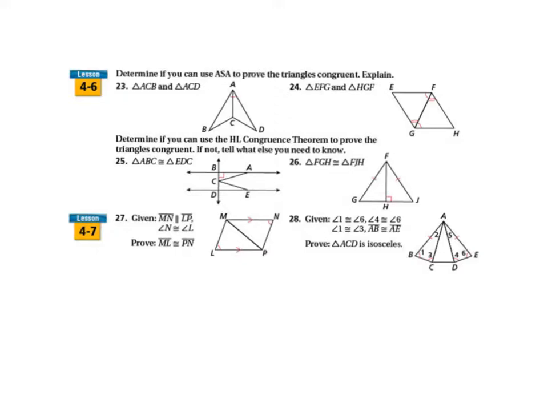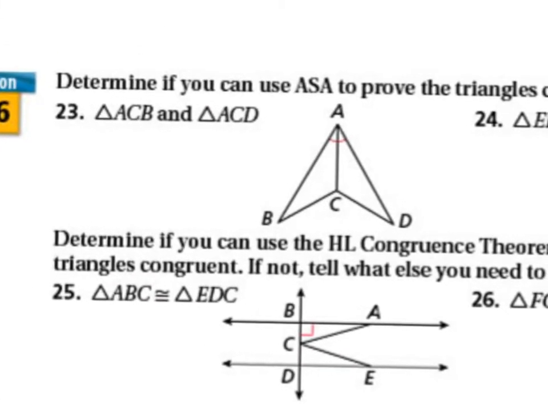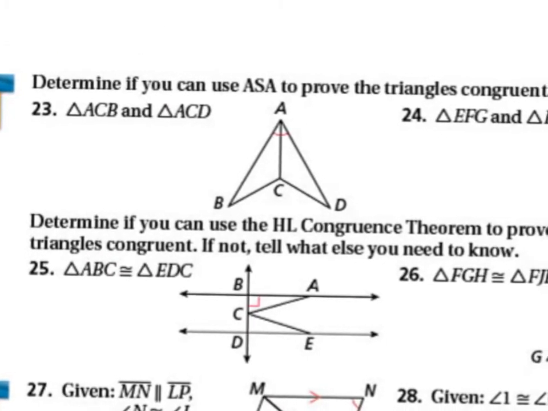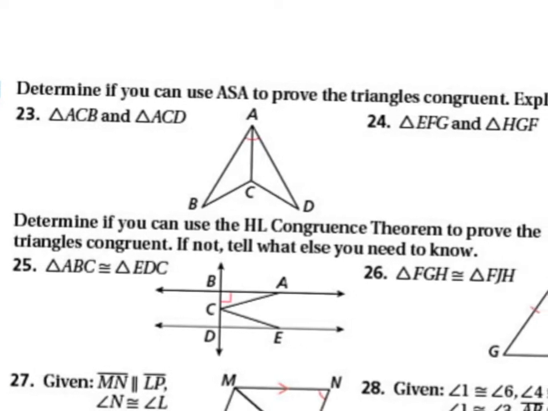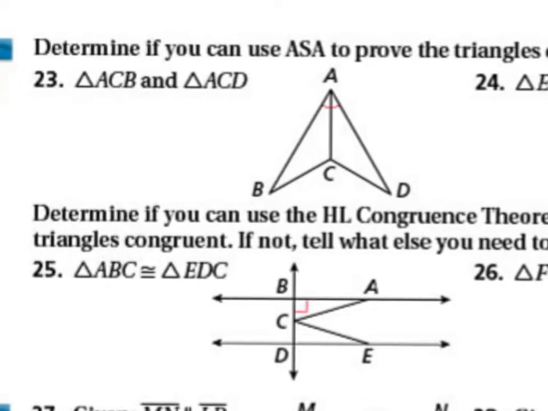So if you're looking at 23, it said determine if you can use angle, side, angle to prove that the triangles are congruent. Was there information to prove for 23? No. How many pairs of angles have you got marked? 1. And how many sides have you got marked? None, but you do have a reflexive side. So I've got 1 angle and 1 side, but that's it. You need more info. Good.